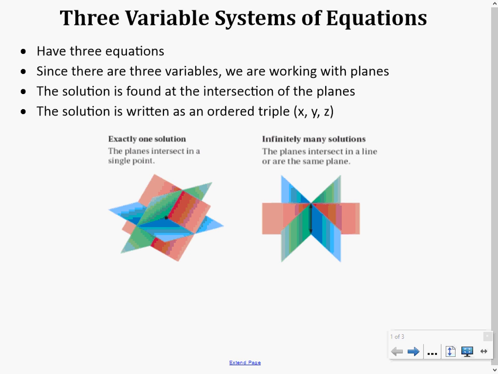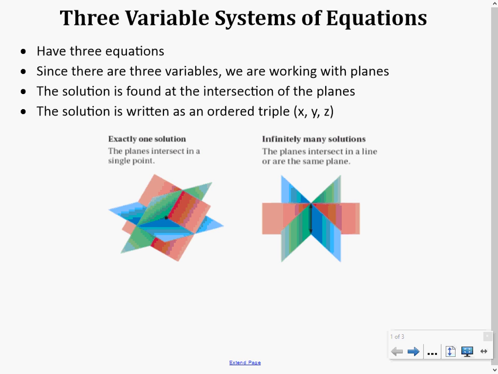Okay, so what you need to know is that three variable systems of equations have three equations and three variables. So we're not really just looking at the intersection of lines anymore. We're actually looking at the intersection of planes. And the solution is going to be found where all three planes are intersecting, coming to one common point. And because we have three variables, an x, a y, and a z, our solution is going to be written as an ordered triple. So we need one of each of those values. An x, a y, and a z value will make up our solution.